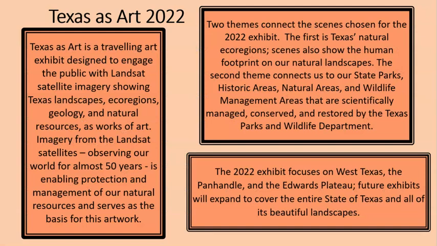Two themes connect the scenes chosen for the 2022 exhibit. The first is Texas natural ecoregions and landforms. Scenes also show the human footprint on our natural landscapes. The second theme connects to state parks, historic areas, natural areas, and wildlife management areas that are scientifically managed, conserved, and restored by the Texas Parks and Wildlife Department.